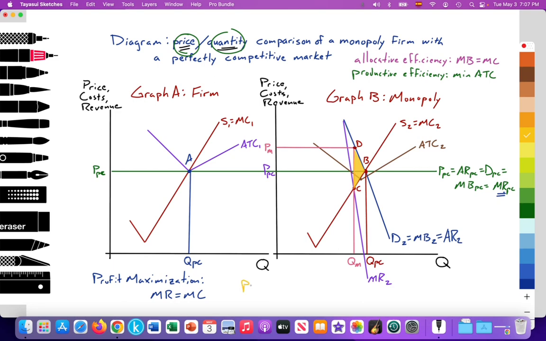So productive efficiency is achieved when a firm produces at minimum average total cost.